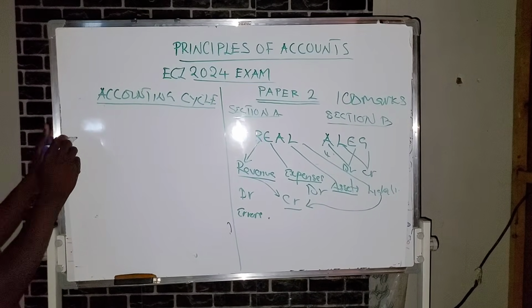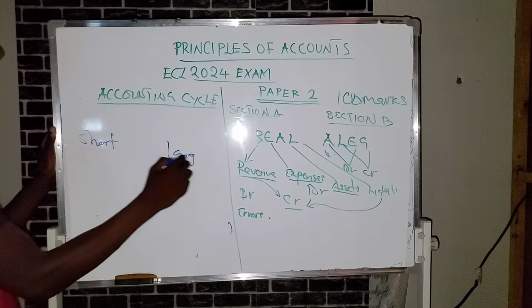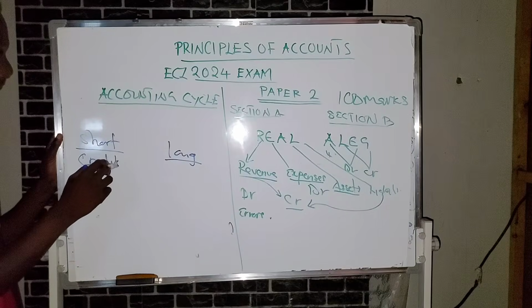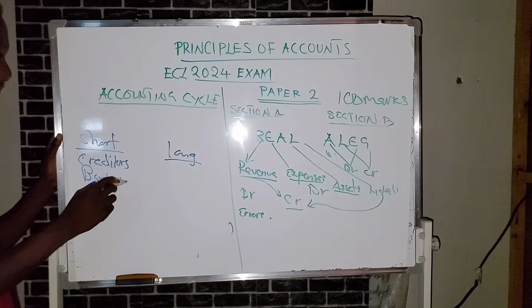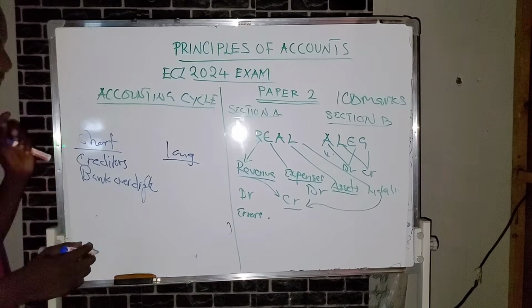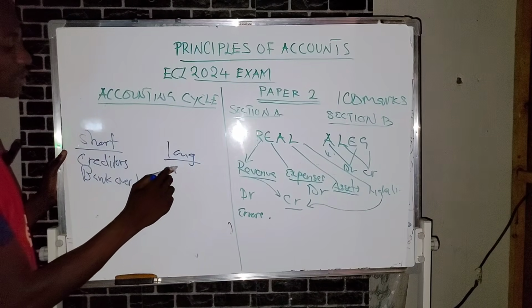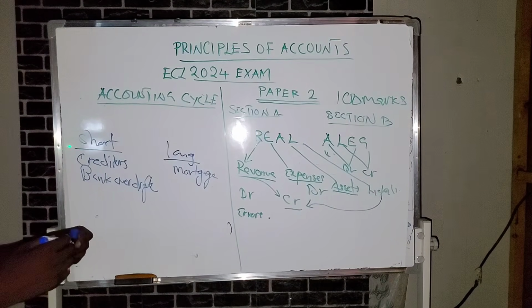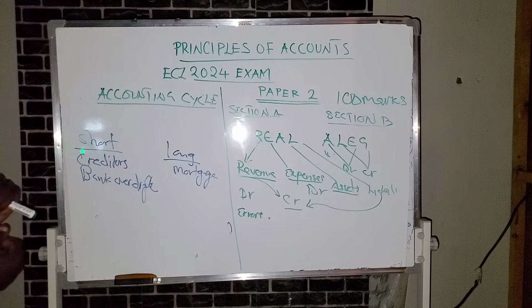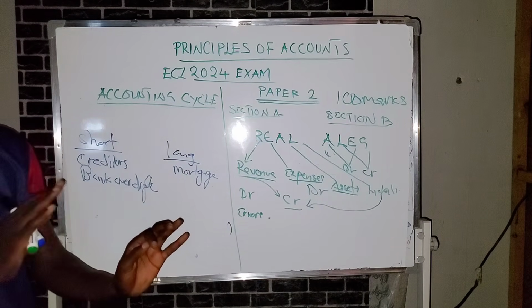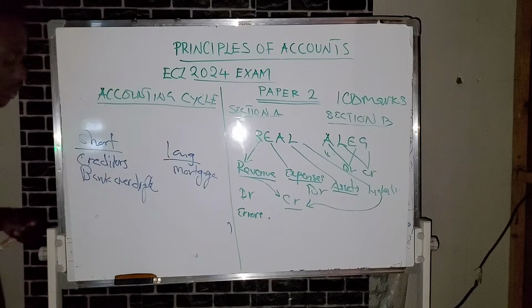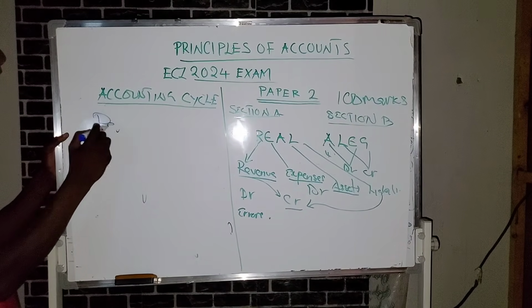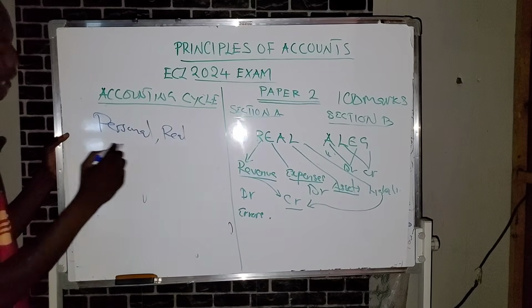You should also know, my good friends, liabilities. We have short-term and long-term liabilities. Short-term liabilities usually include creditors and bank overdraft. Long-term liabilities include maybe a loan, like a mortgage or a loan from any bank. Those are examples of long-term liabilities. You should know that part as well. You should also know types of accounts. Let me start with personal, real, and nominal.